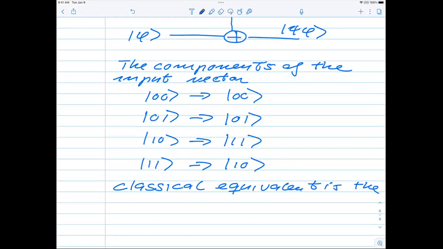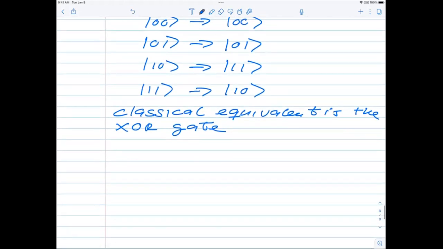Is the XOR gate. Just to give you an example or quickly remind you of what the XOR gate is, let's look at the table for that one. So the XOR gate has the following table.